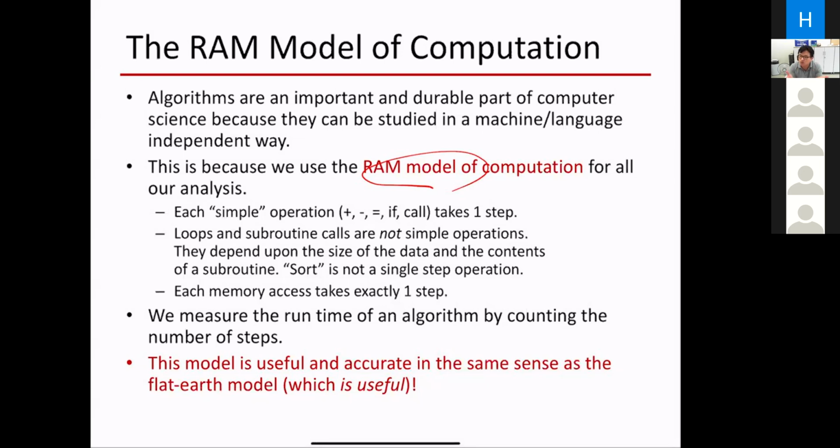So in the algorithm way, we assume that simple operations, plus, minus, equal, if, and call, are just one step. Loops and subroutine calls are not simple, and they depend on the size of the data and the contents of the subroutines. Sort is not a single operation. And each memory access takes one step. So we simplify to understand. Okay, so we take that assumption. We measure the runtime of the algorithm by counting the number of steps. This model is useful and accurate in the same sense that the flat earth model is useful.